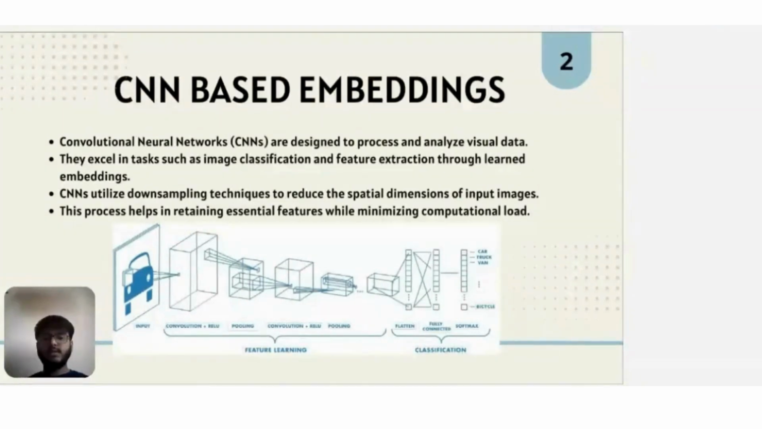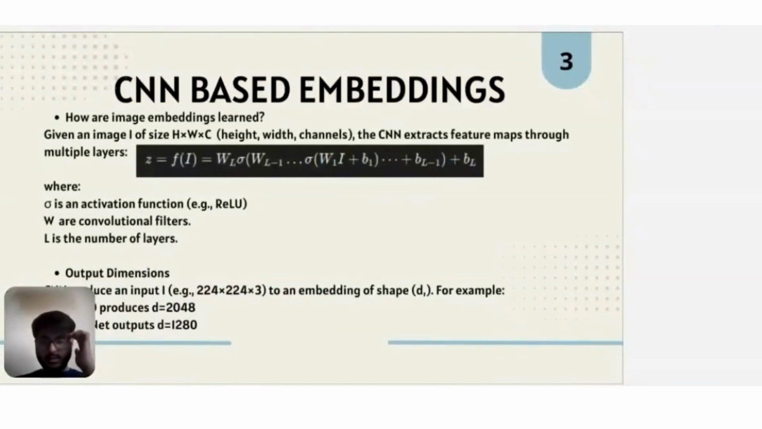Now let's talk about the mathematical basis behind this. The function that you are seeing here, Z, is actually the output of the entire network. The function can be treated as the network that we have learned, and I, as you can see, is the input image that we have.